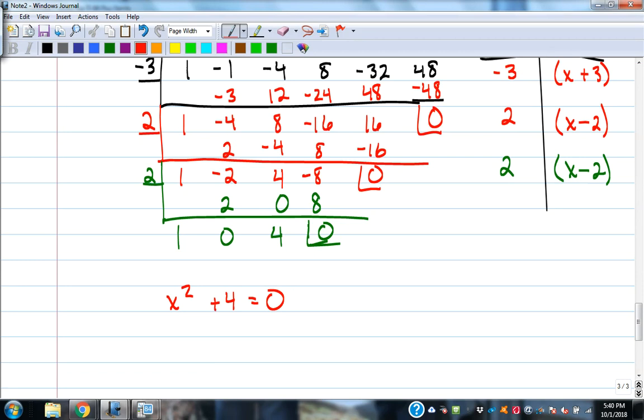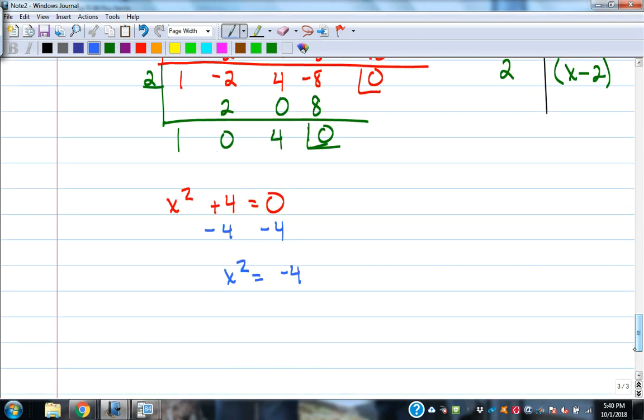This one is best solved by using square roots because I can just move the 4 over and then take the square root of both sides. Right? What happens when you take the square root of a negative? Complex numbers. The square root of negative 4 would be 2i. Those are not real zeros, but they are zeros of the polynomial.